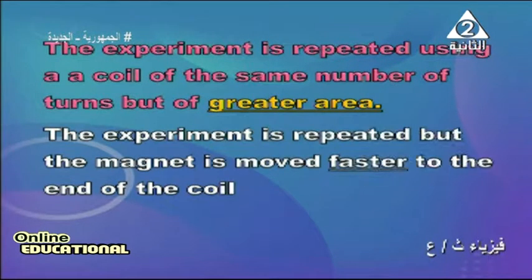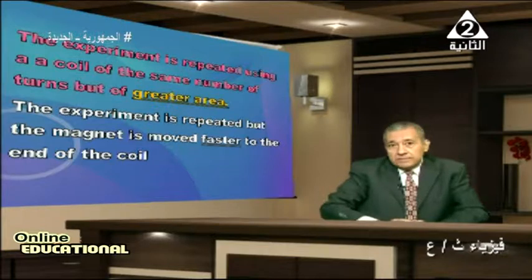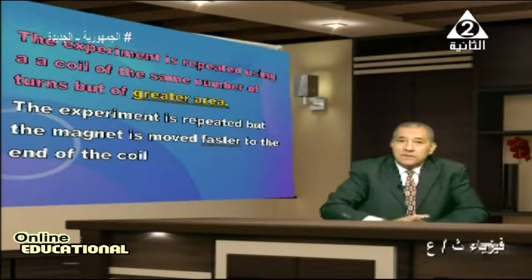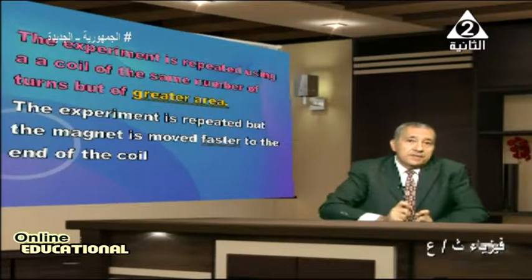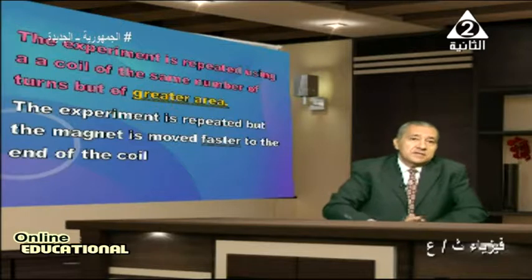Okay, the experiment is repeated and the magnet is moved faster to the end of the coil. In all these cases, deflection is increased. So we repeated the experiment using a coil of a greater number of turns, and the swing of the needle of the galvanometer, the deflection, is increased. And this indicates that the EMF is increased.